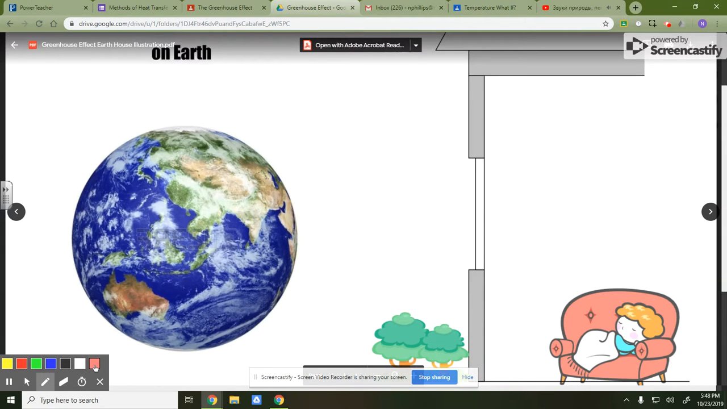Get some colors. So we're going to first start by using colors to draw the greenhouse gas layer around the Earth. Okay, so I'm going to use what I'm going to pretend is brown.